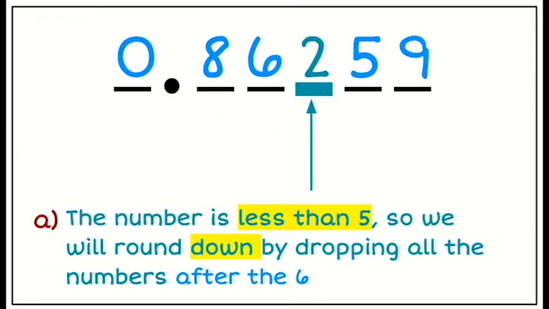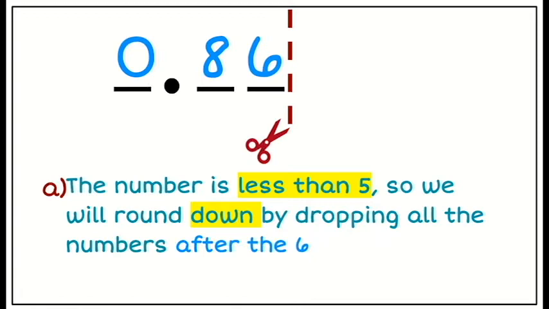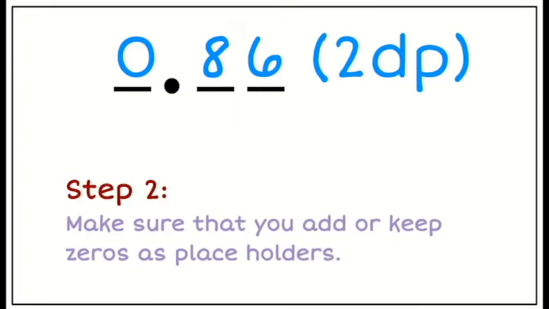Because that number 2 is less than 5, that means I'm going to drop all of the numbers after the 6 off. So I'm just going to cut them off. So I'm rounding down. So that means I drop all of those values. Then I need to make sure I keep any zeros as placeholders. So in this case 0.86, and then in brackets I put 2dp, standing for 2 decimal places.